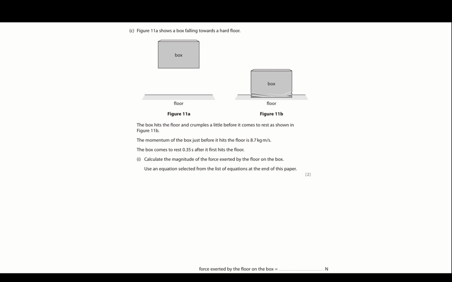Okay, next one. A box is falling towards a hard floor. Bump. The box hits the floor and crumples a little, so we've got a bit of a crumple zone there. The momentum of the box, so delta P, is 8.7 kilogram meters per second. We're happy with those units. It comes to a rest after 0.35 seconds.